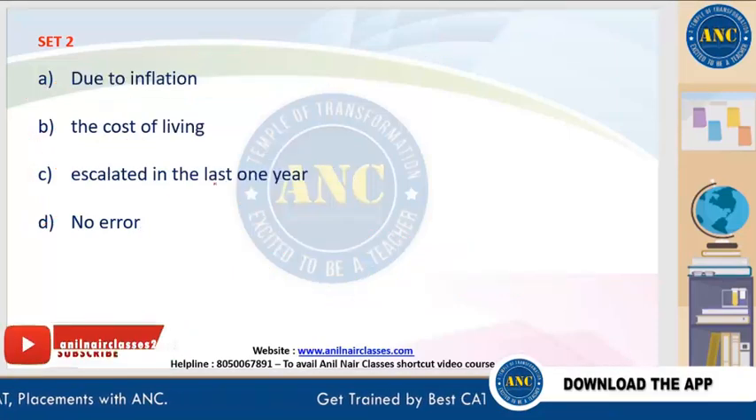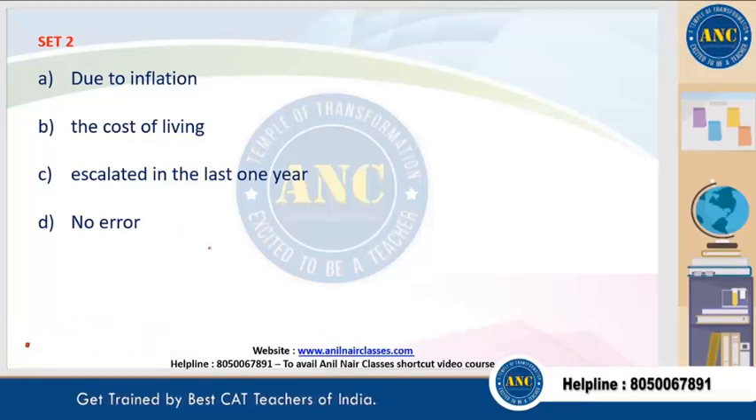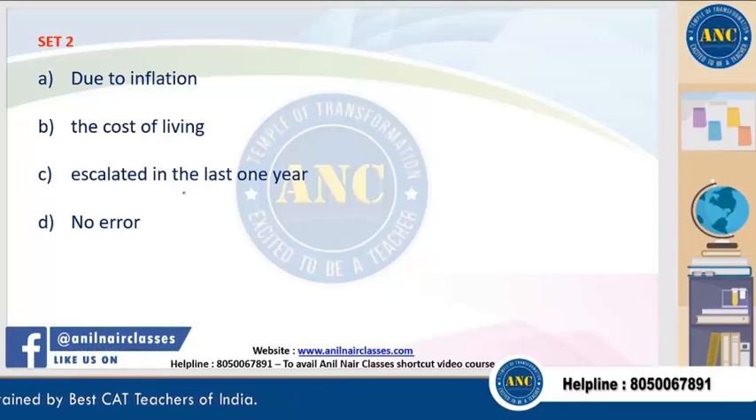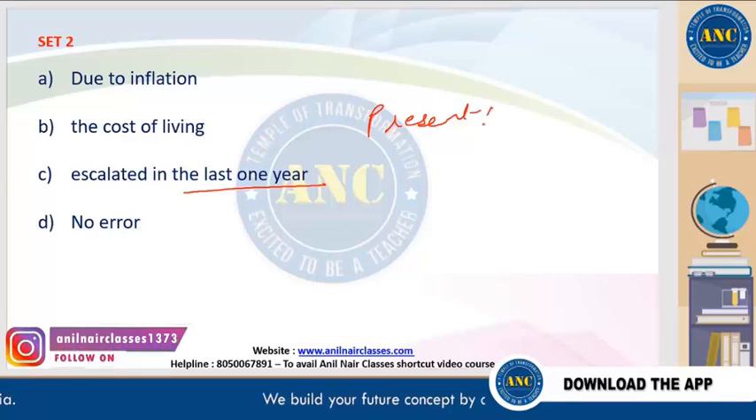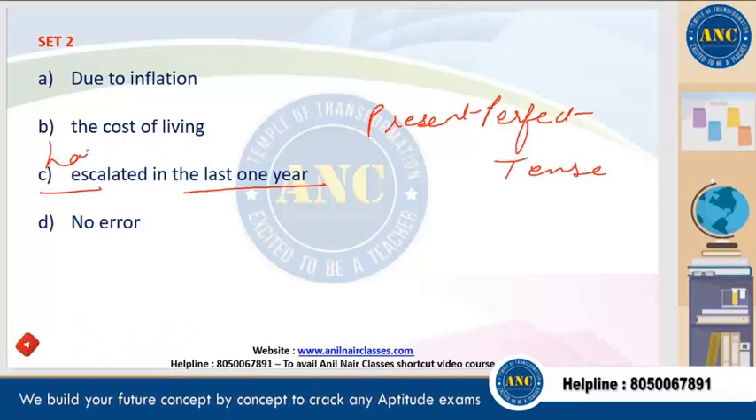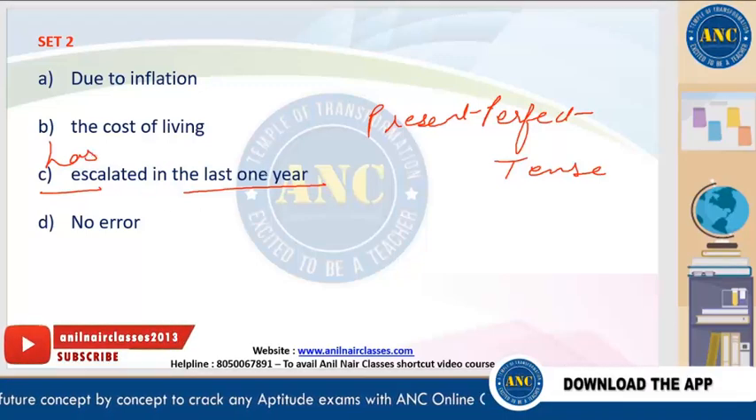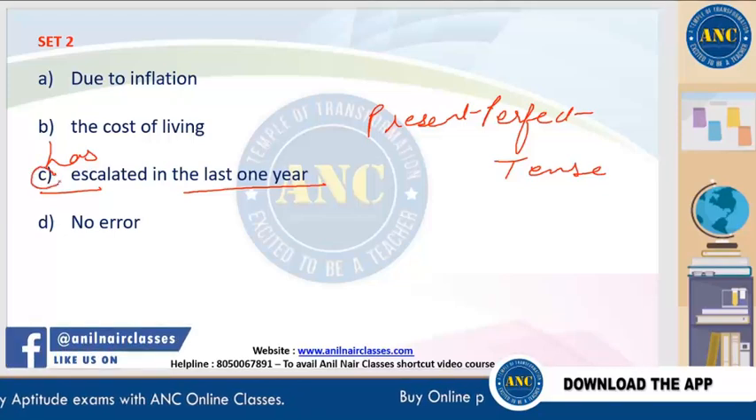Next one. Due to inflation, the cost of living escalated in the last 1 year. Now here, with "last 1 year", we need a present perfect tense. So due to inflation, the cost of living has escalated, because it's something which has happened in the recent past, and the action is completely over. So C is the right answer.